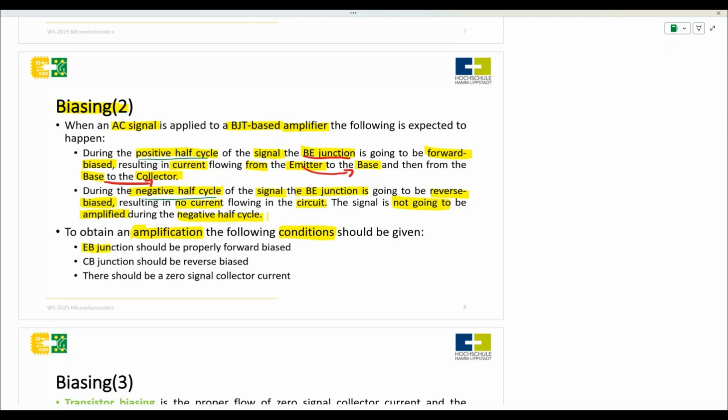The EB junction, the emitter-base junction, should be properly forward biased, and the CB junction, the collector-base, should be reverse biased, and there should be a zero signal collector current. So these are basically the three conditions. Maybe there are more, but those are the basic ones with which you'll be able to obtain an amplification.